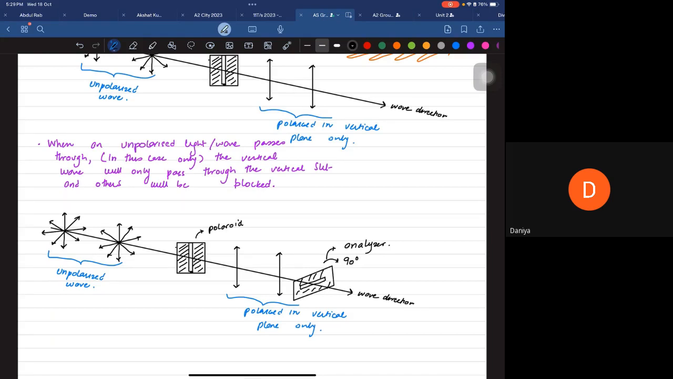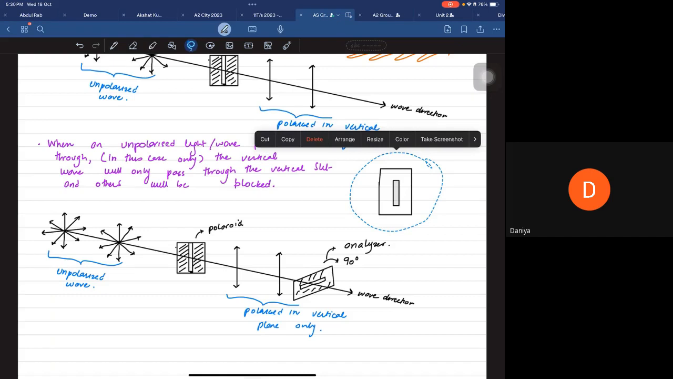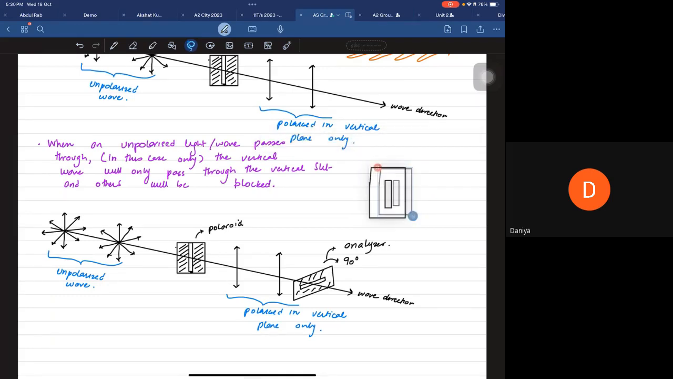Sir, can you please repeat? Yes. Basically what I've done is I have this filter like this, okay? That looks like this basically. And I have now rotated this filter like this. Do you guys understand? Like that. Yes.